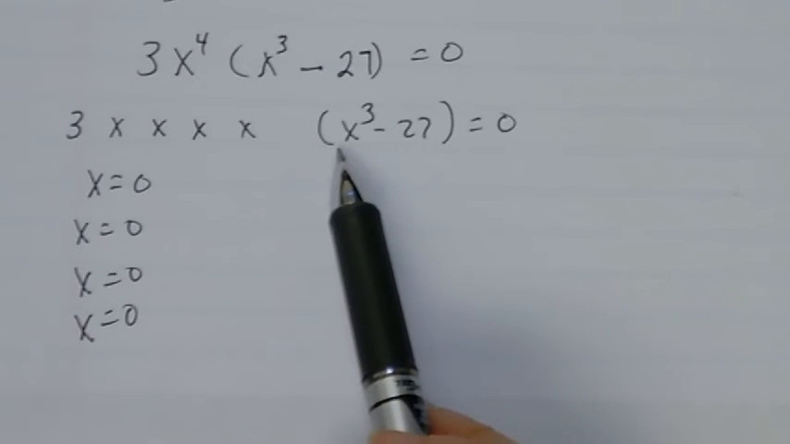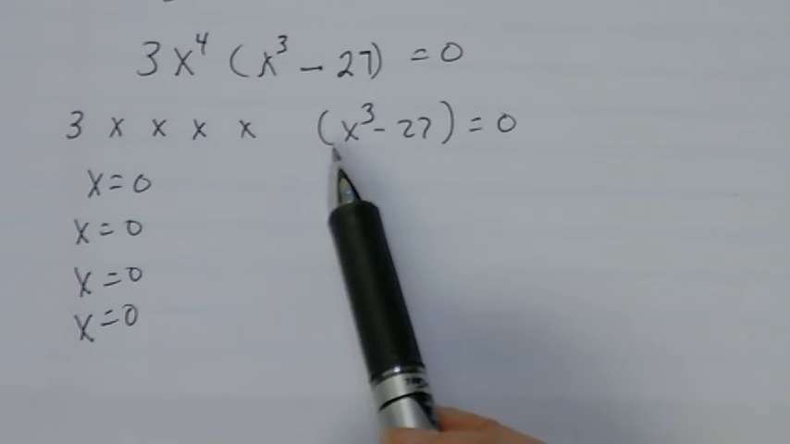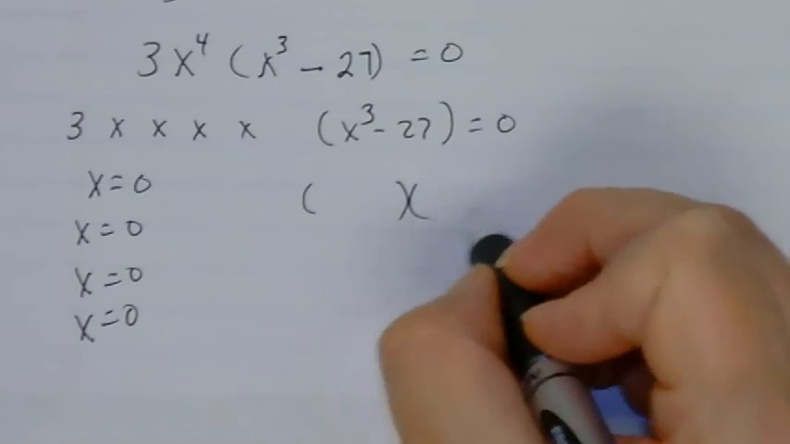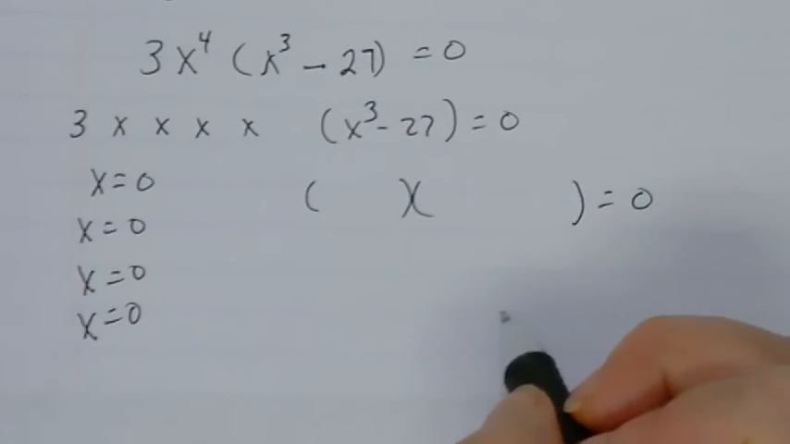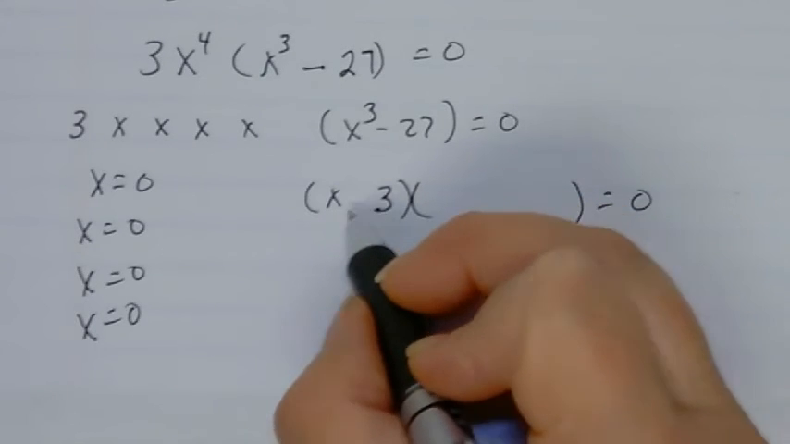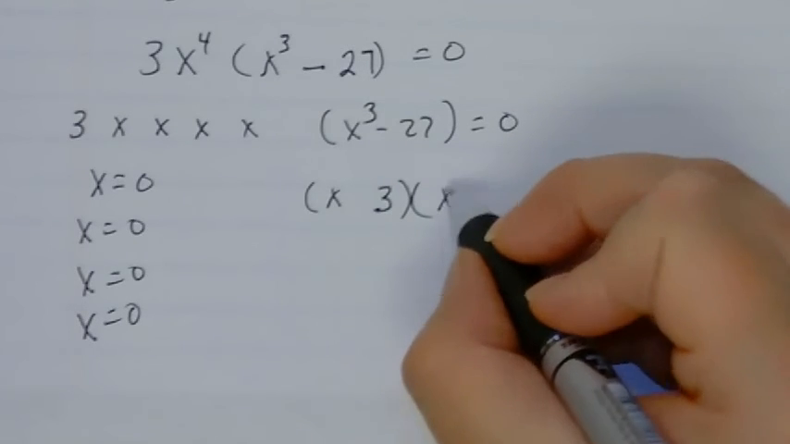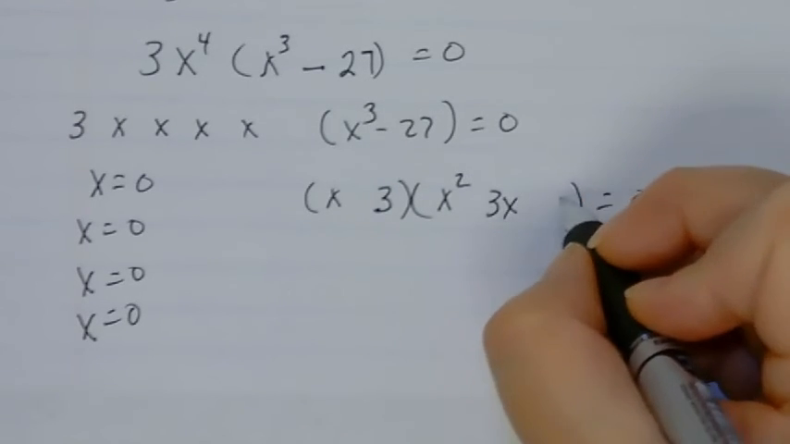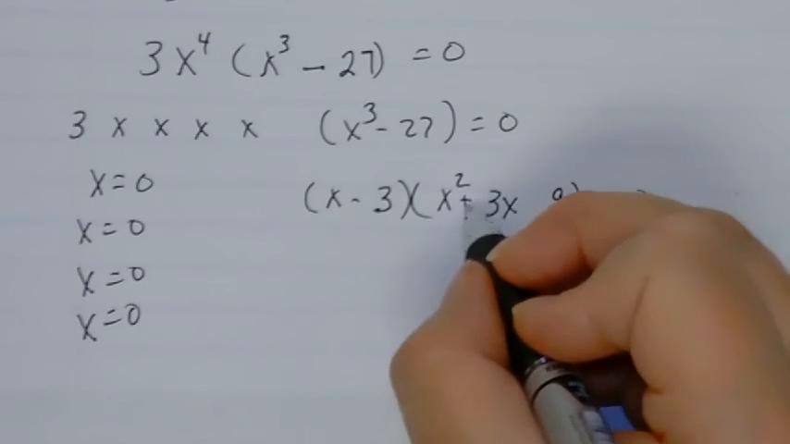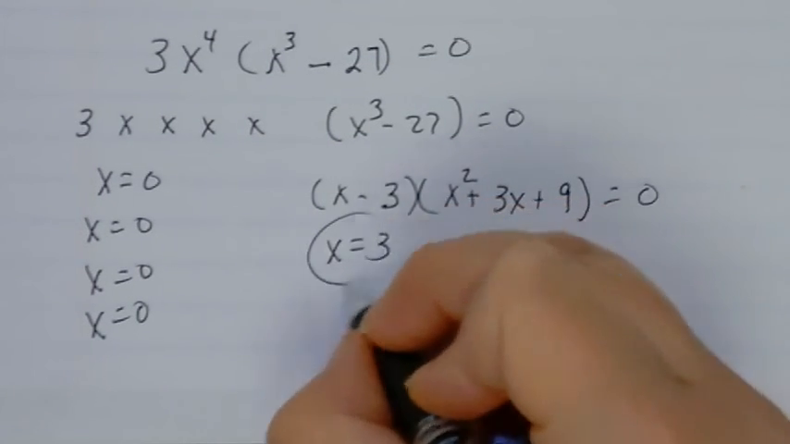So if you notice, what I have here is the difference of cubes. And some of you guys are going to moan because you didn't like factoring these. So here, this factors a short parenthesis and a long parenthesis. What goes here is x and 3, because those are the numbers you cube to get this. So what goes here is x squared, 3x, and 9. This is same, opposite, always positive. So the solution here is x equals 3.